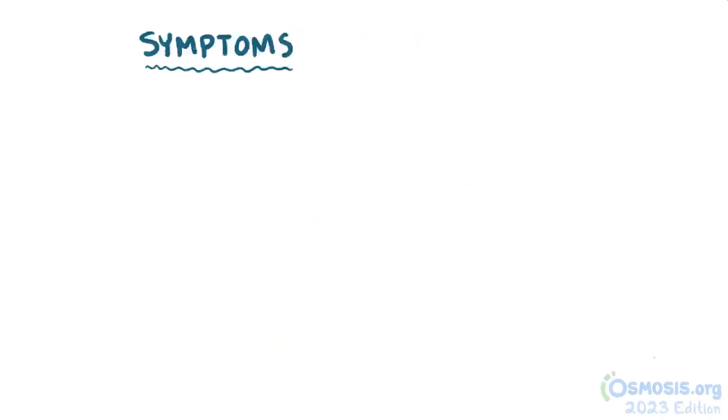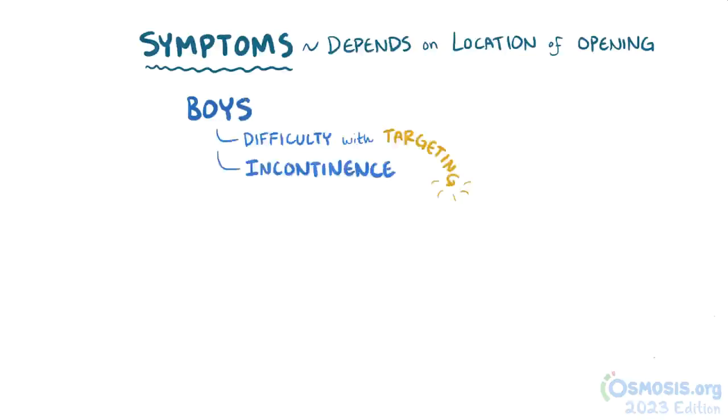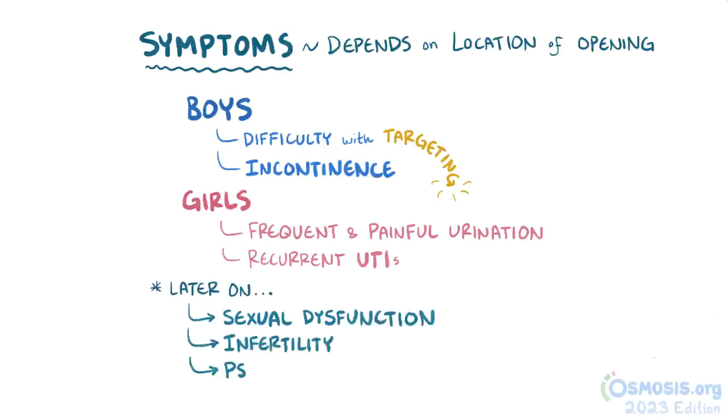Symptoms of hypospadias and epispadias largely depend on the location of the abnormal urethral opening. In boys, the symptoms can range from making it slightly difficult to target the urine to incontinence. In girls, the diagnosis often happens later in life, and can cause frequent and painful urination, as well as recurrent urinary tract infections. As individuals mature, if the problem's left untreated, it can lead to sexual dysfunction, infertility, and psychosocial problems, especially in intimate relationships.